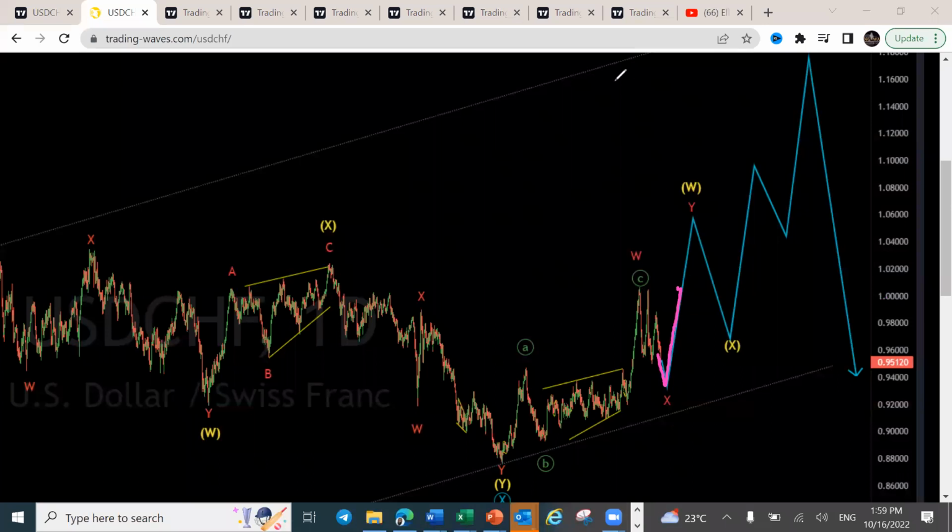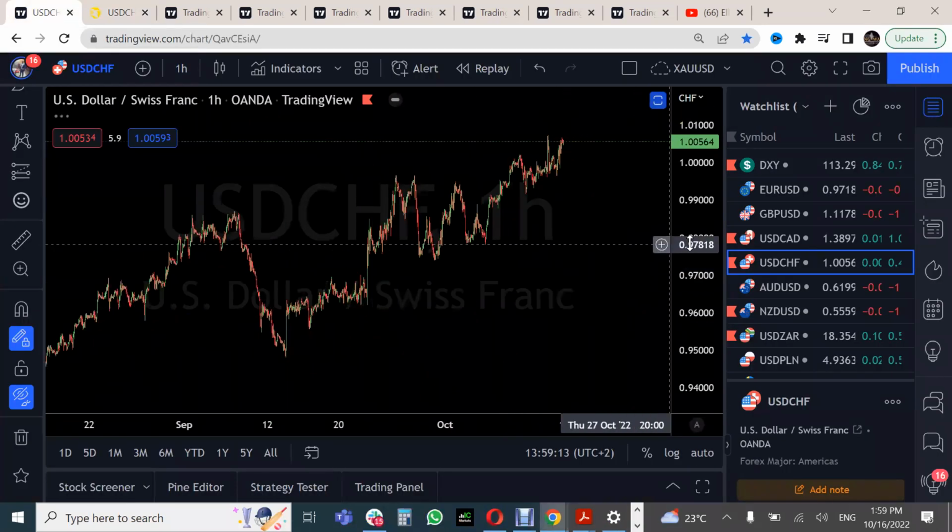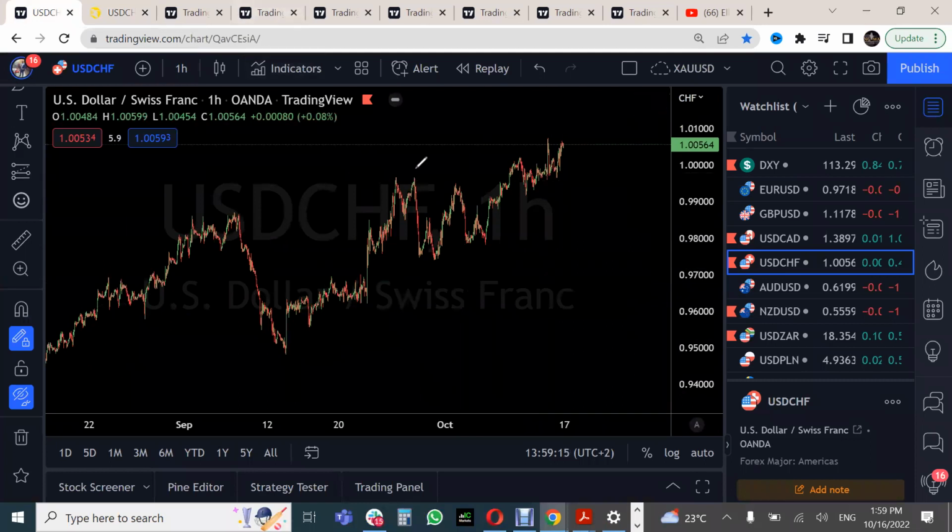So if you see us focusing upside on US dollar CHF, it's simply because we understand the long-term structure. We have got this one here. But how do you understand the long-term structure? That is where our course comes in, understanding the sequences and the principles of the Elliott Wave theory. That's how you understand those long-term structures.